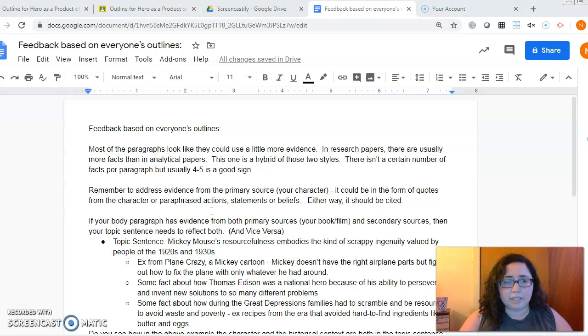The first thing is that most of the paragraphs looked good in terms of organization, but it looked like most of you guys could use a little bit more evidence. In the sample outline that I gave, I had suggested 5 pieces of evidence. I think most of you guys did not do that. Most of you chose 3 pieces of evidence or 2 pieces of evidence. And just for this kind of paper, it's probably not going to be enough.